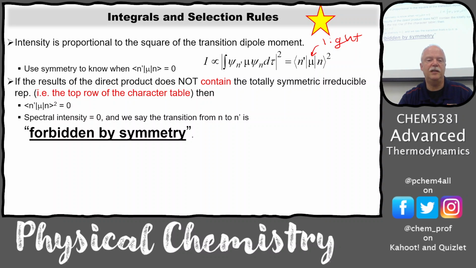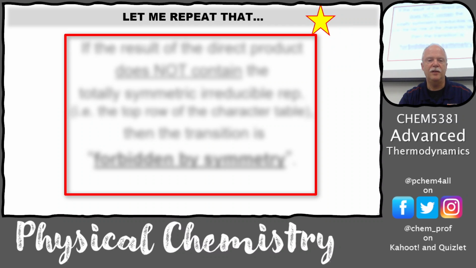The spectral intensity is equal to 0, and we say that that transition from n to n prime is forbidden by symmetry. So this is the main point of this whole part of the course, and we will do this the whole semester: determine if this transition or that transition is allowed or forbidden by symmetry. So I just put this big thing in your slides.